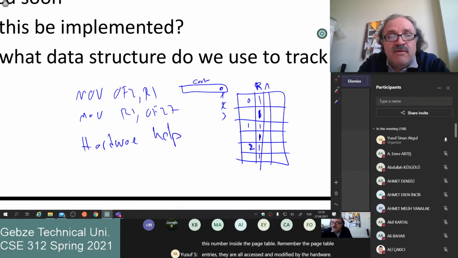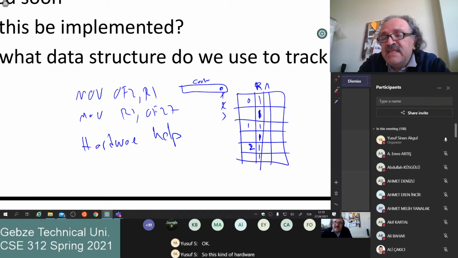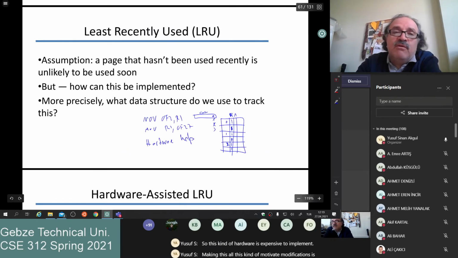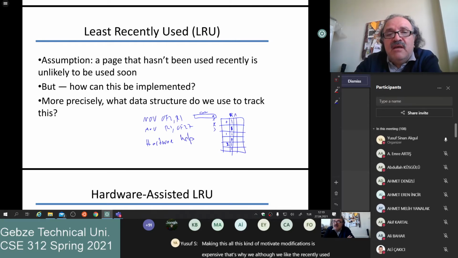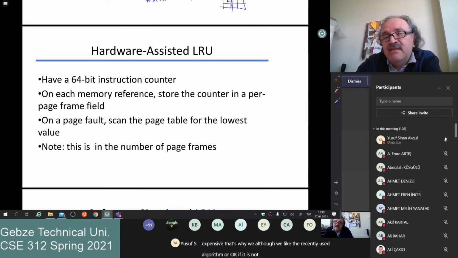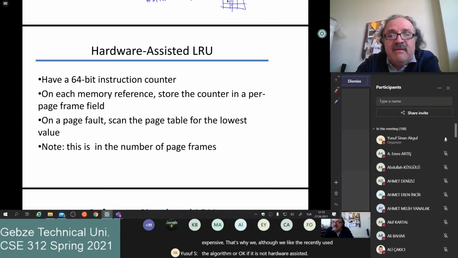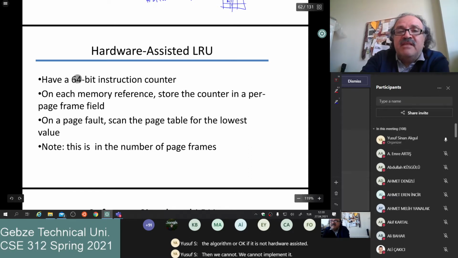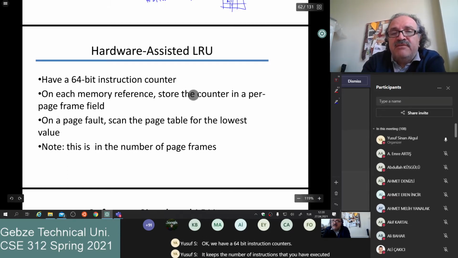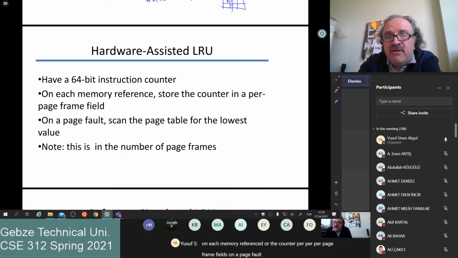This kind of hardware is expensive to implement. Making all these kinds of modifications is expensive. That's why, although we like the least recently used algorithm, if it is not hardware assisted, then we cannot implement it. We have a 64-bit instruction counter. It keeps the number of instructions that you have executed. On each memory reference, store the counter in a per page frame field. On a page fault, scan the page table for the lowest value.